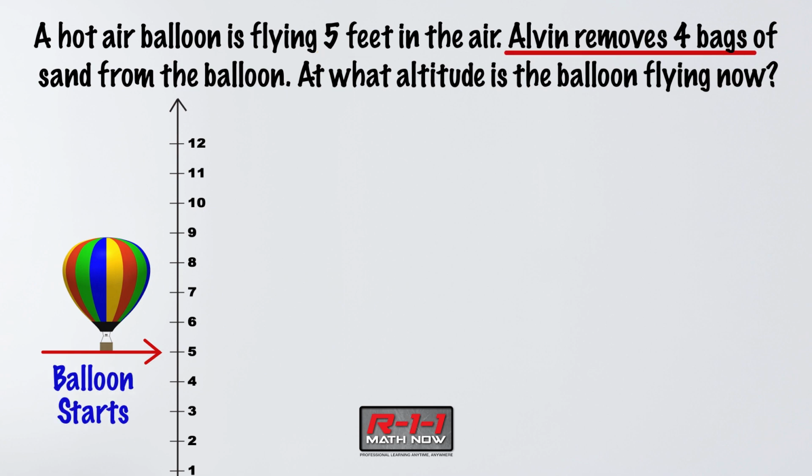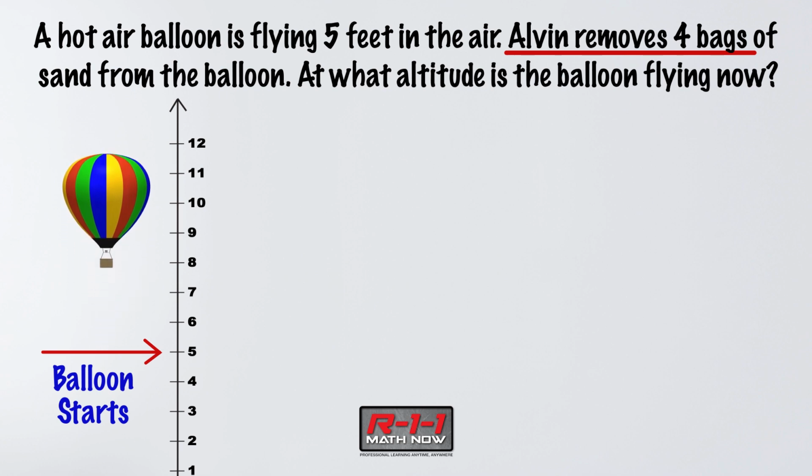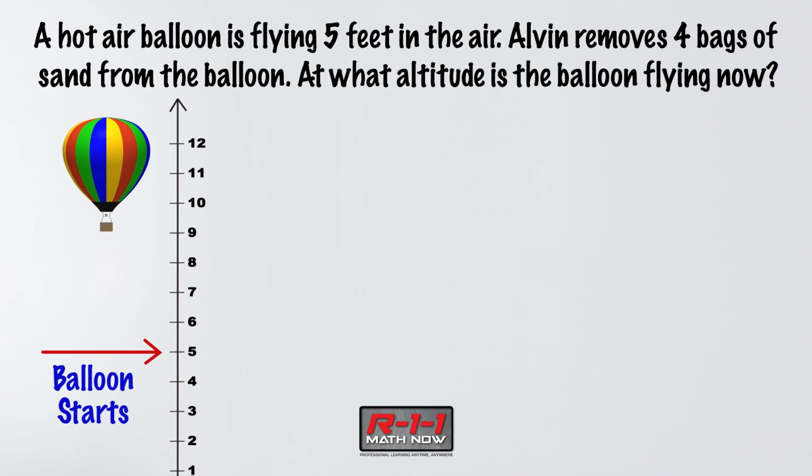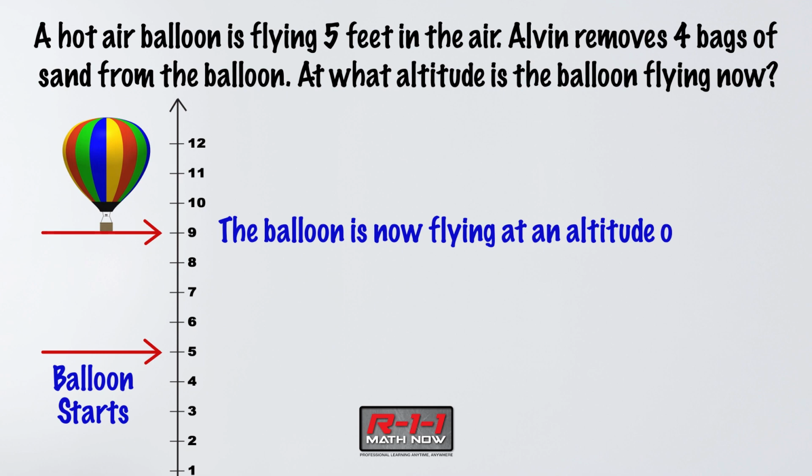And Alvin takes off 4 sandbags. But when he removes the sandbags, we know that that means things are going to move up for the balloon. So it's going to move up 4. So the balloon is now flying at an altitude of 9 feet.